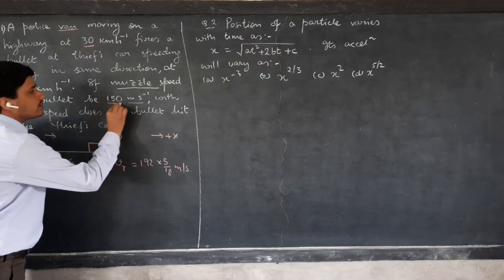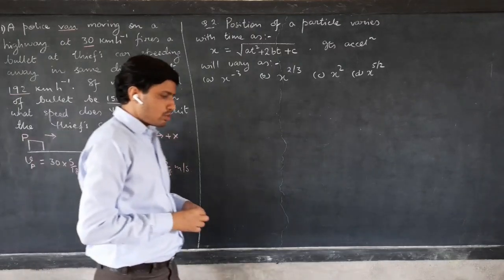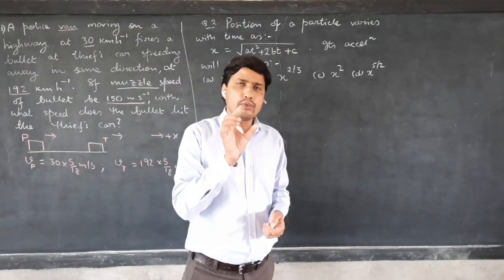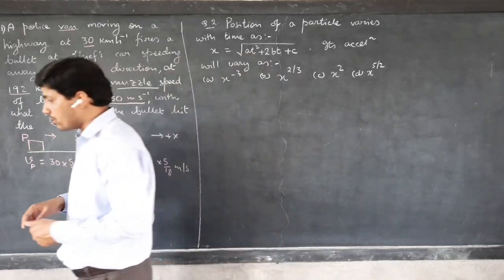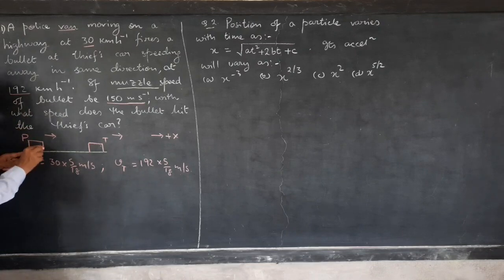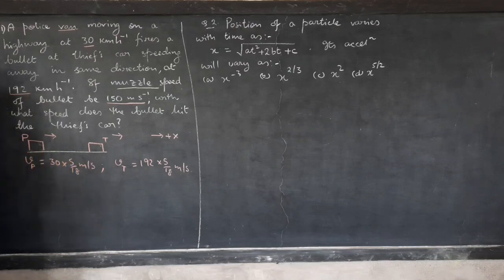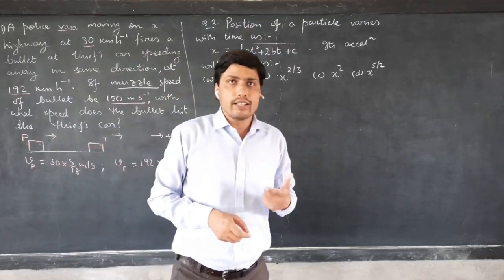What is this? This is the muzzle speed of the bullet. I told you, when the rifle or the pistol is at rest, then this speed will be 150 meters per second. But that pistol is in the hands of that police personnel who is inside this van, and the van itself is moving with this particular speed. So the velocity of the bullet with respect to ground will be something else.